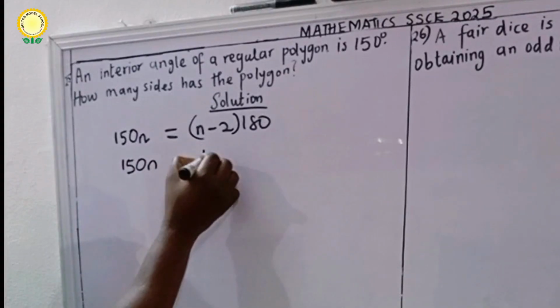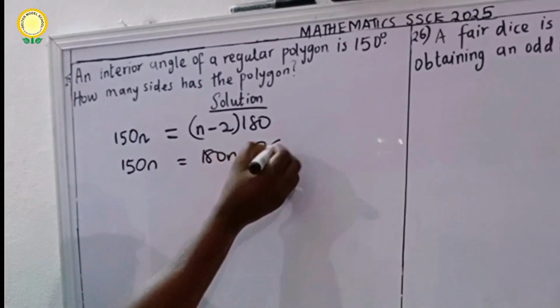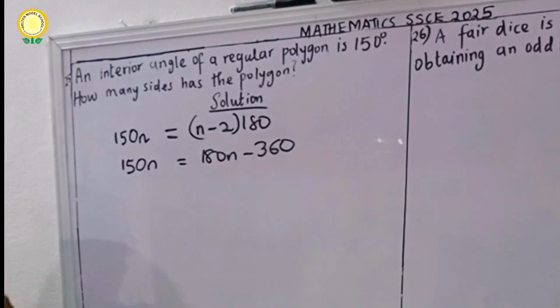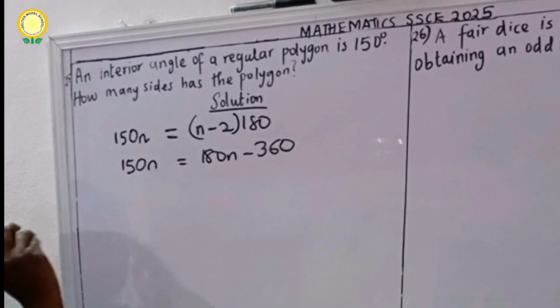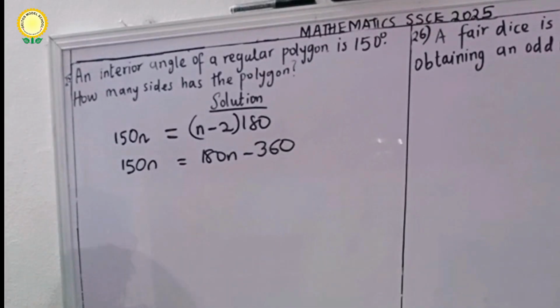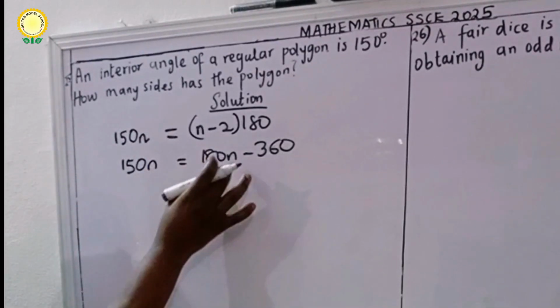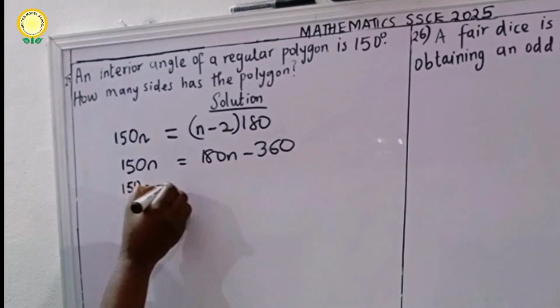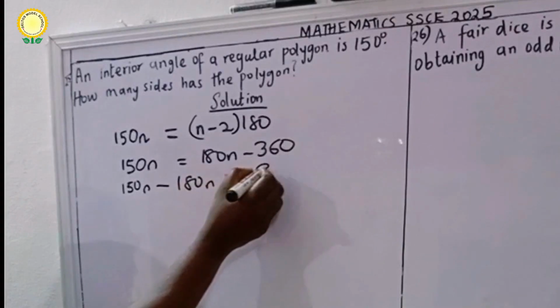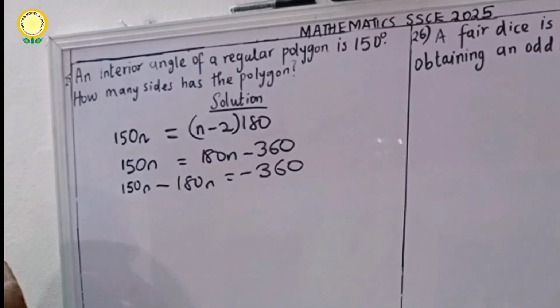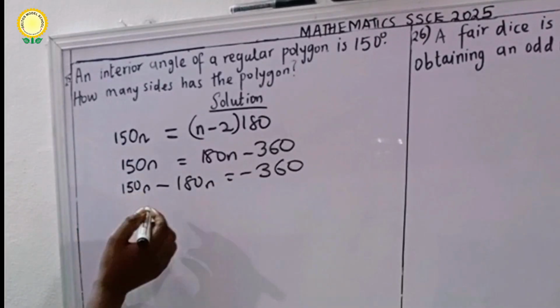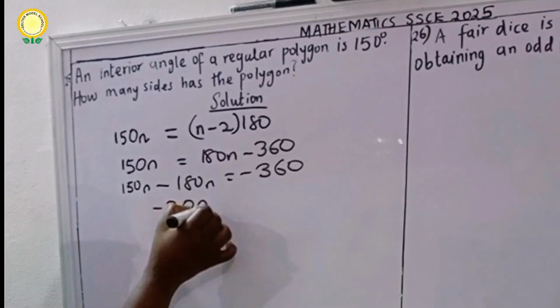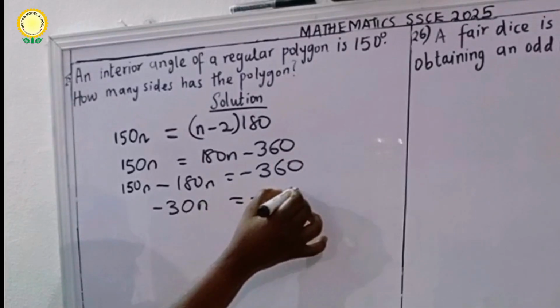150n equals, we open the bracket, 180n minus 360. Because it's a regular polygon, and we have been given one angle as 150, we just multiply by the total number of angles. Then we bring the unknown to one side. That will be 150n minus 180n equals negative 360 degrees. The next thing is to simplify. 150n minus 180n will give us negative 30n equals negative 360 degrees.